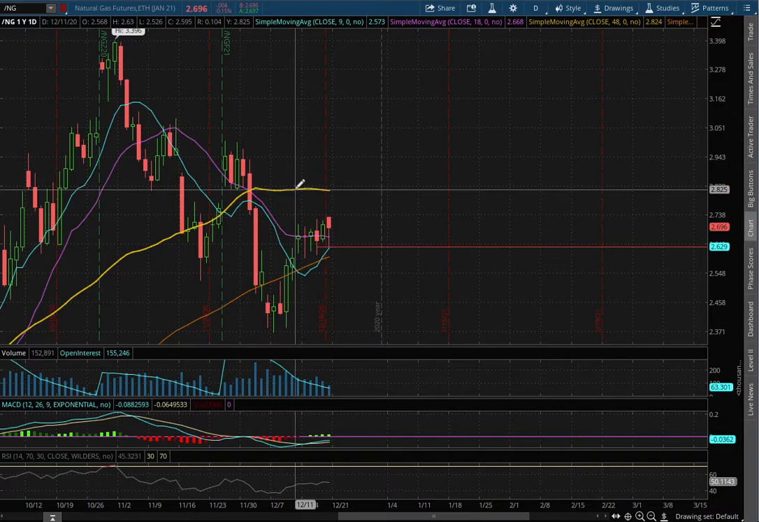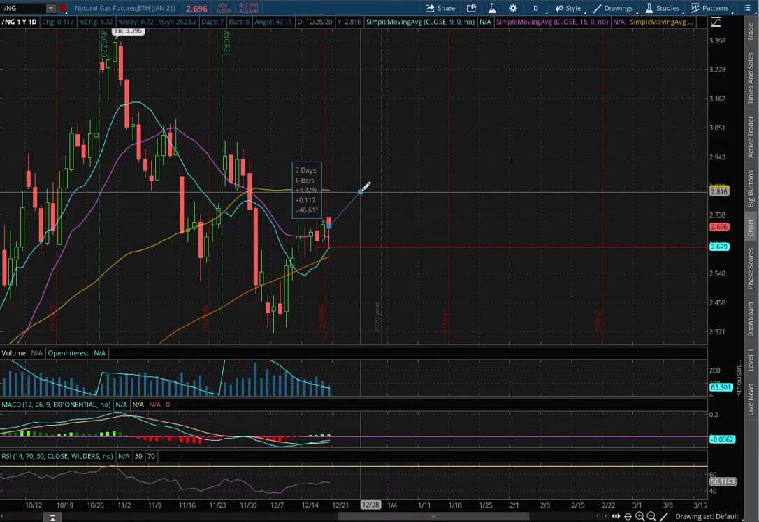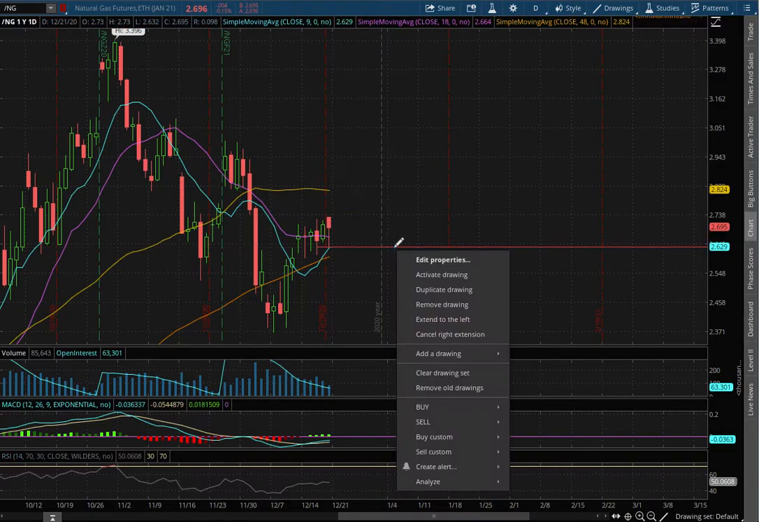For resistance, we do have the 50-day moving average, this yellow line, and that is around a price of $2.83. If we were to test that resistance, that price movement to the upside is roughly around 4.3%, and to test support, that is around 2.6%.